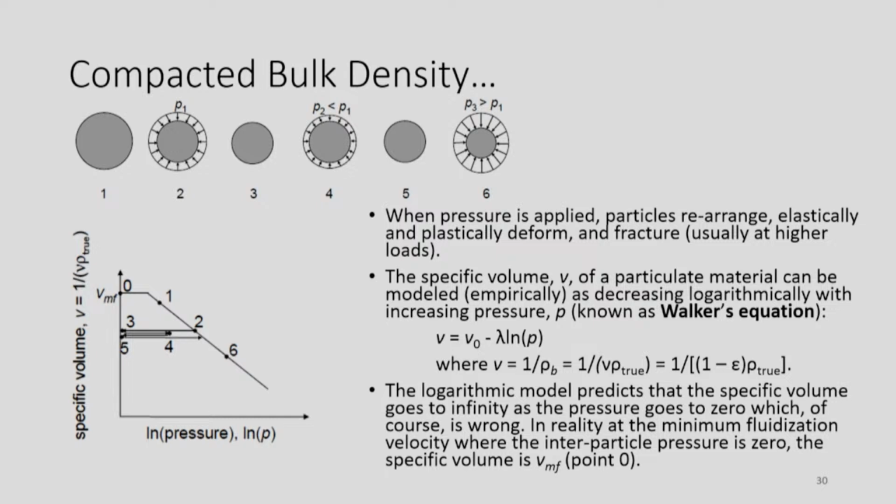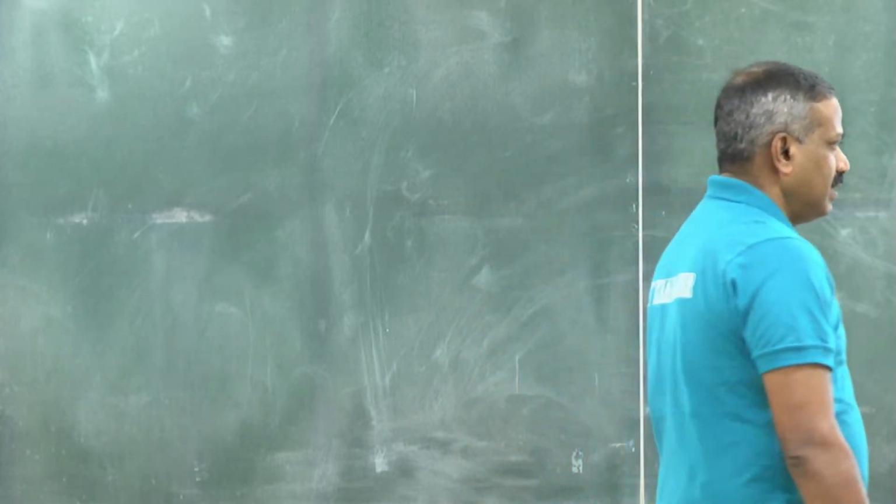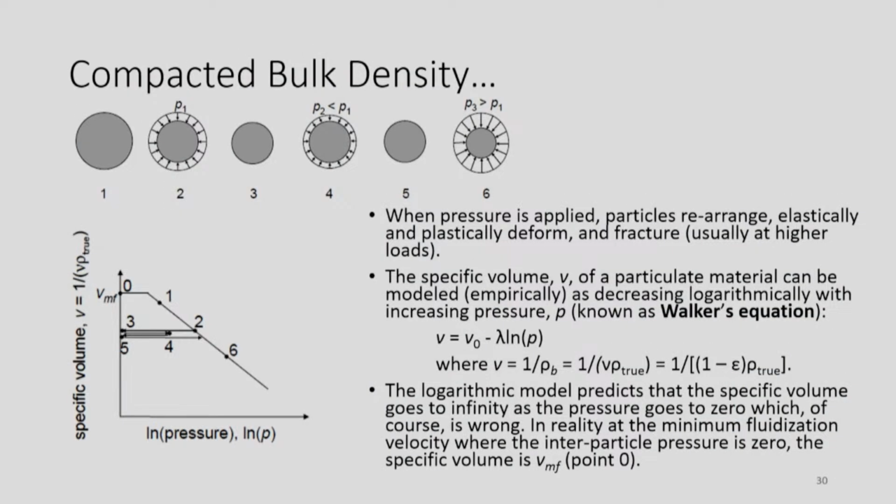So the particle starts breaking, and then the broken particles will fill into the void spaces and make those dense compacts. Okay. So during compaction, again you can calculate the specific volume. That's called the Walker equation, very highly used by the pharmaceutical industry when they make tablets, etc. Okay, compacts, tablets. Again, the logarithmic model gives a simple relationship of change in volume.